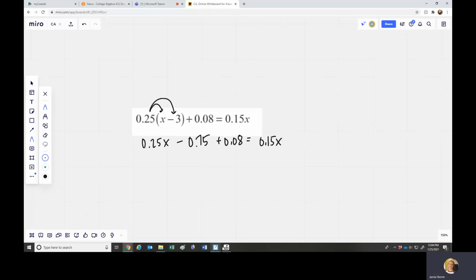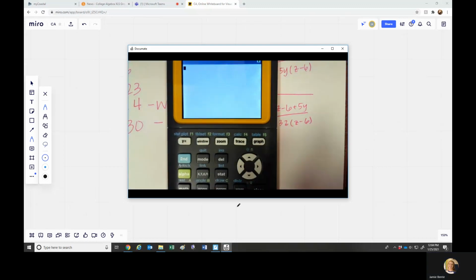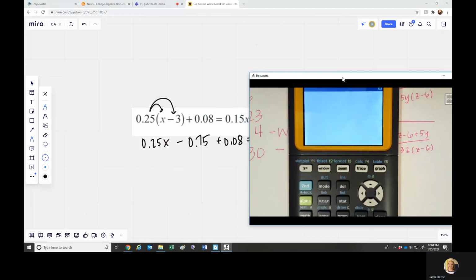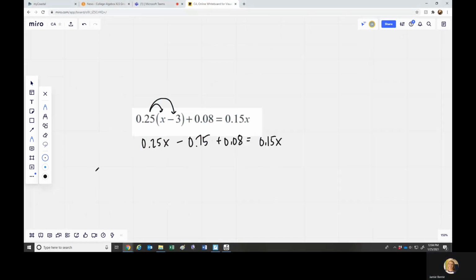All right, so I've got my calculator right here. Negative 0.75 plus 0.08 is negative 0.67. So 0.25x minus 0.67 equals 0.15x. Oops, I forgot my x here. Make sure that x comes on down.